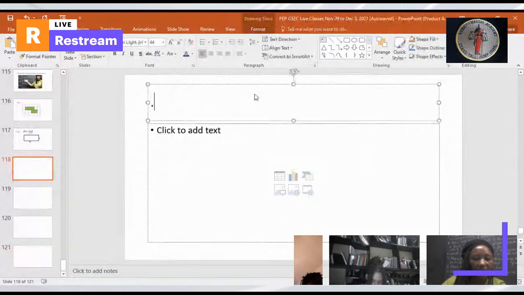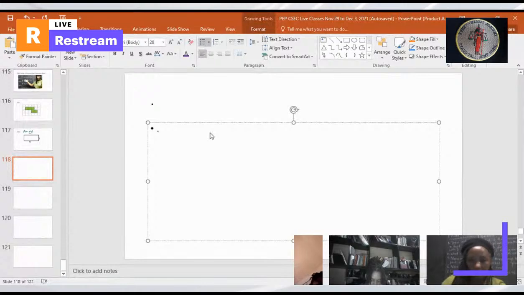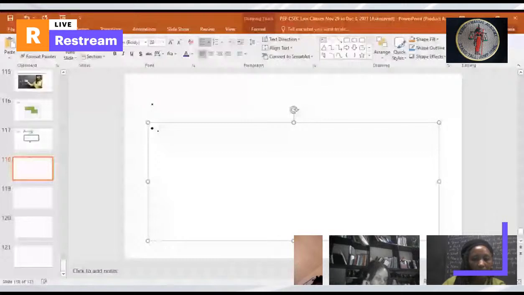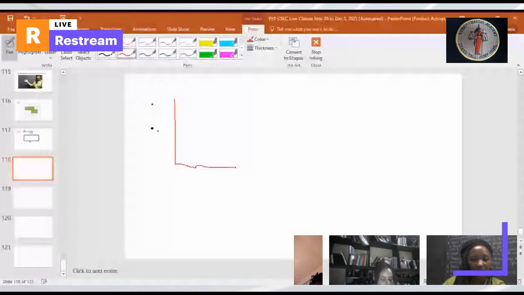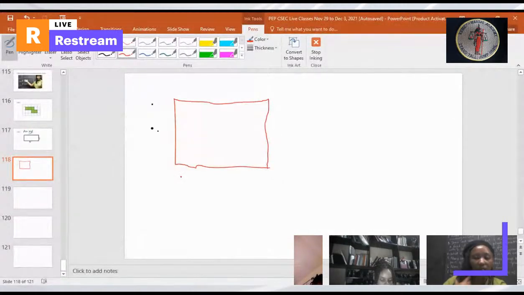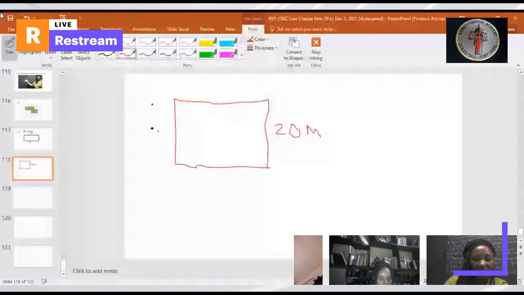All right. I'm going to put some values. So let's say we have a rectangle. We are pretending it's an absolutely straight sided figure. Okay? If this side is 20 meters and this side is 30 meters, Imani, what will be the area of the rectangle?